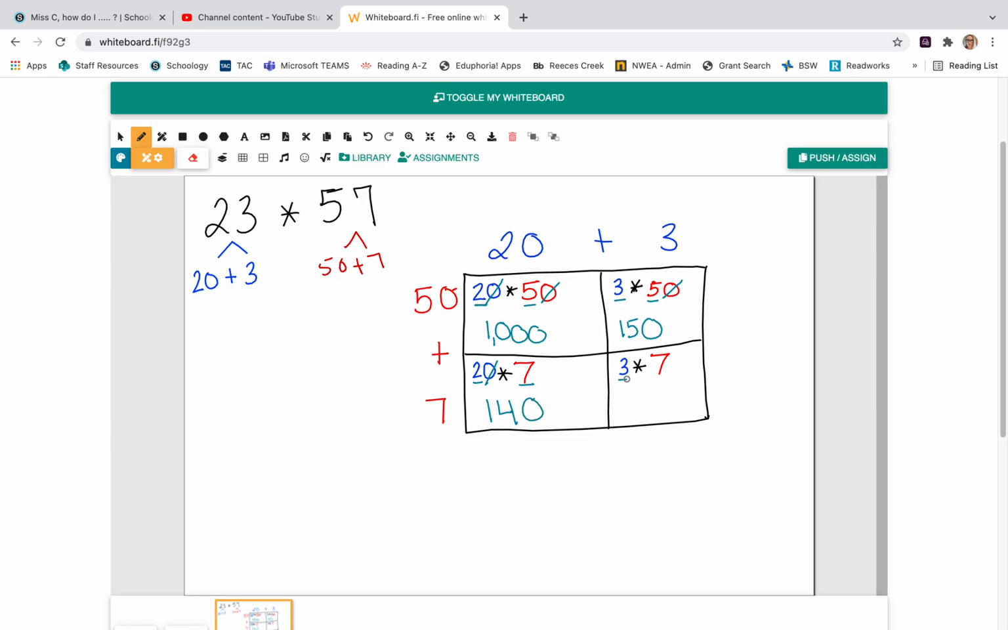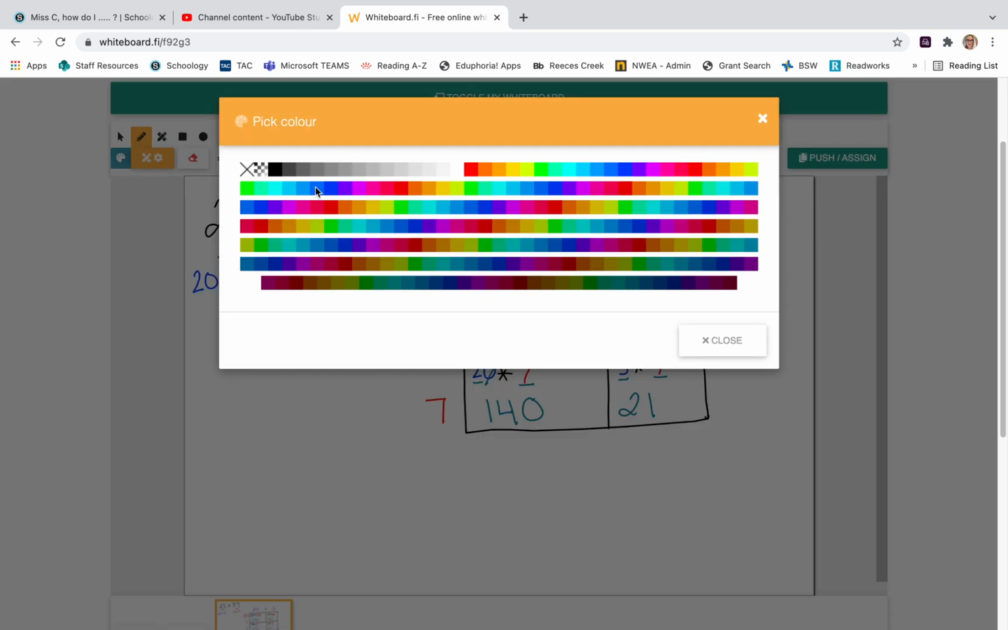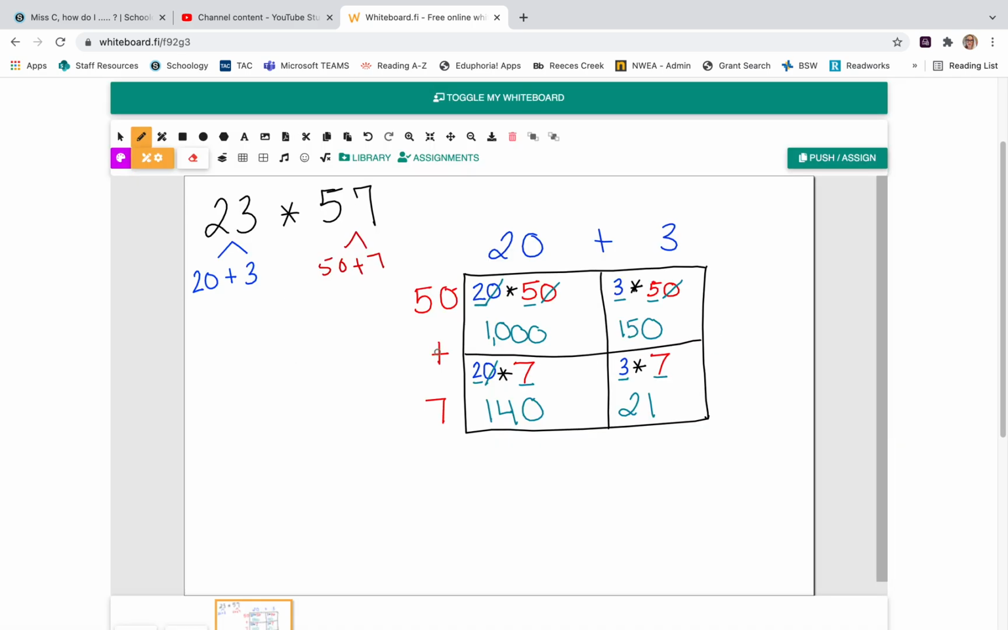My last box is 3 times 7 is 21, and I don't have any zeros attached to either of these numbers, so I don't add any zeros to the back. Now for the very last step, I'm going to add all of these numbers together, all of my answers that I got. So 1,000, I'm going to put a check mark next to it so I know that I've used it. 150 is next. Check. 140.